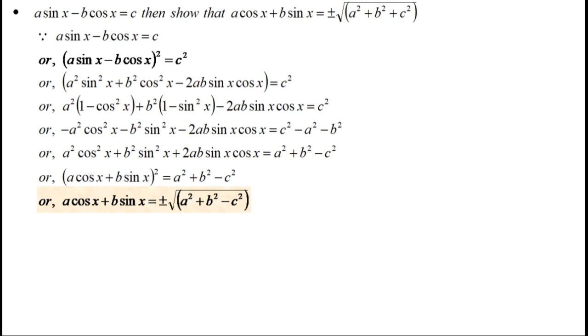Now from this we get a cos x plus b sin x equals plus minus root over a square plus b square minus c square. After taking the square root on both sides we get a cos x plus b sin x equals plus minus root over a square plus b square minus c square. Hence proved.